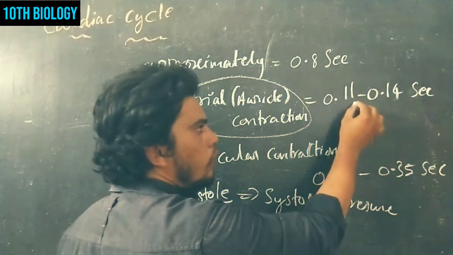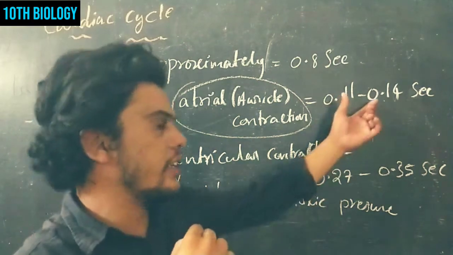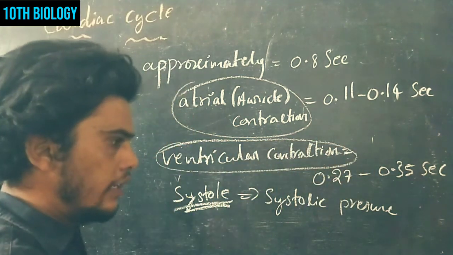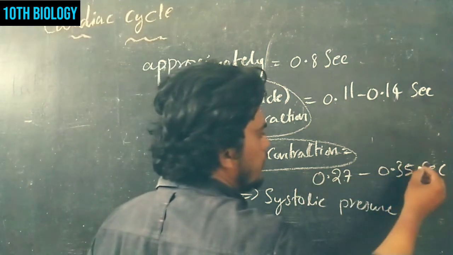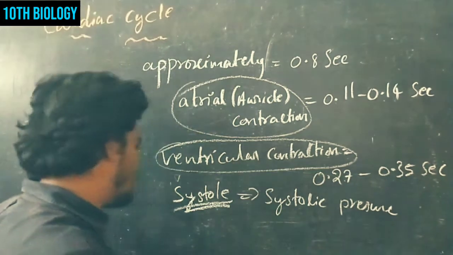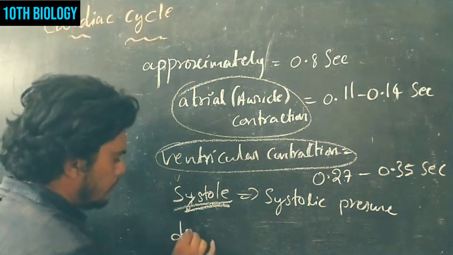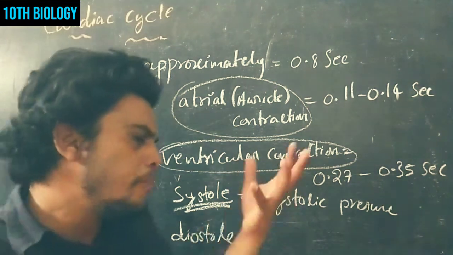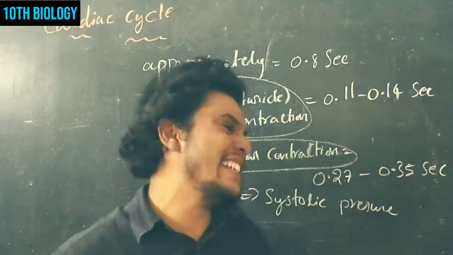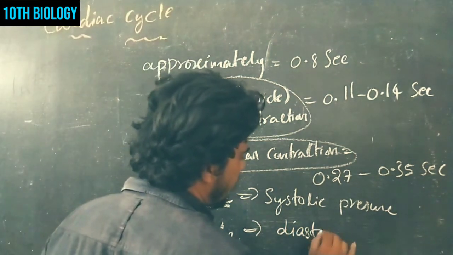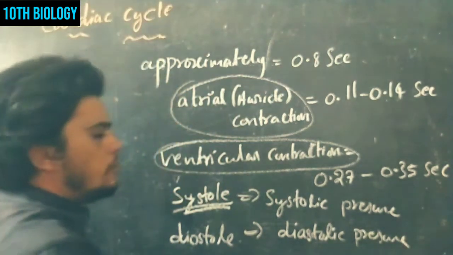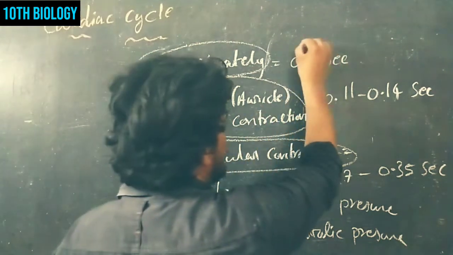The time taken for the contraction of the auricle is 0.11 to 0.14 seconds. And the contraction of the ventricles takes approximately 0.27 to 0.35 seconds. Then relaxation. The relaxation of the heart is called diastole. So when the auricles or ventricles are relaxed, the drop of the pressure is called diastolic pressure. This contraction and relaxation of the heart takes place in approximately 0.8 seconds.